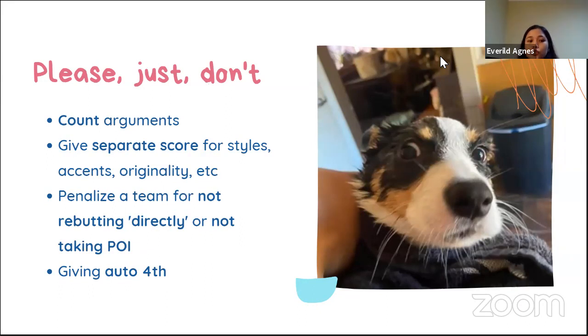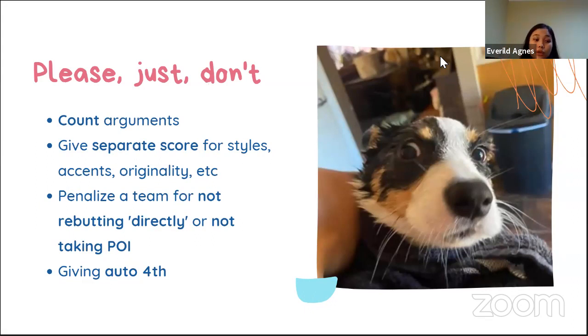Third, you should not penalize a team for not taking POIs or not rebutting an argument directly. A team might rebut the argumentation in and of itself, but not brand it as a direct rebuttal to argumentation coming from their opening, for example. As a judge, you should pay attention to this. You should not directly penalize a team just because they do not frame it as a direct rebuttal.